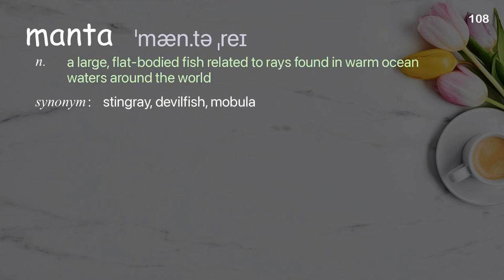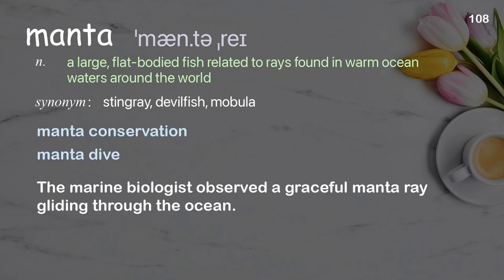Manta. A large, flat-bodied fish related to rays found in warm ocean waters around the world. Examples: Manta conservation, Manta dive. The marine biologist observed a graceful manta ray gliding through the ocean.